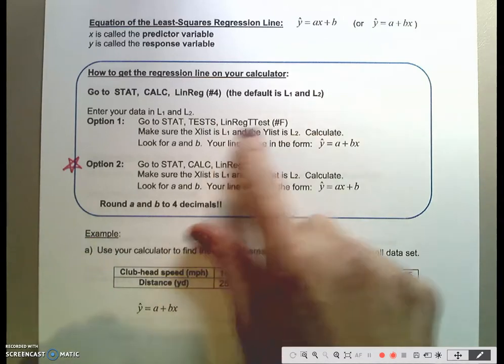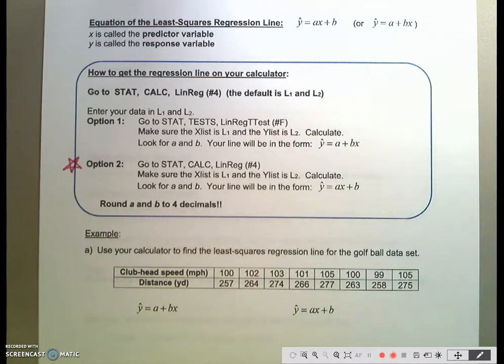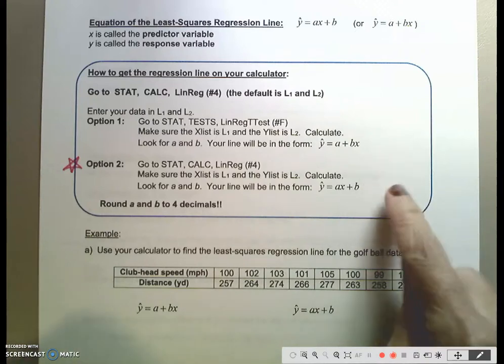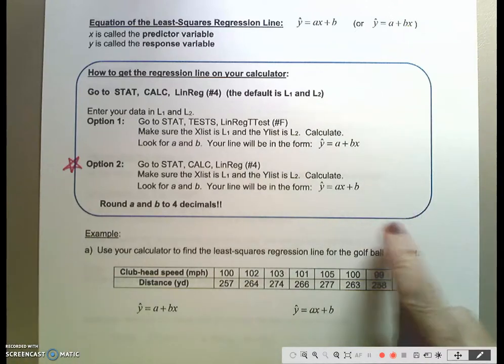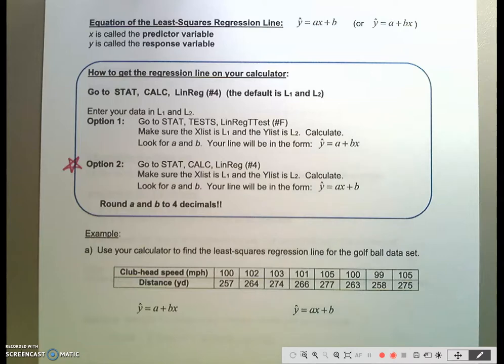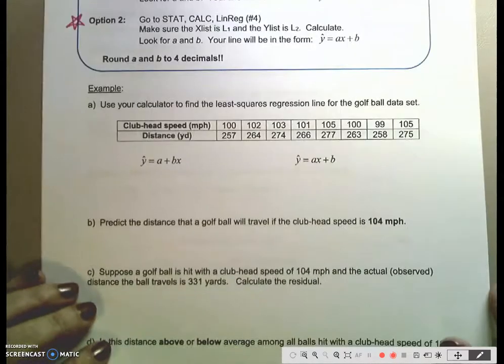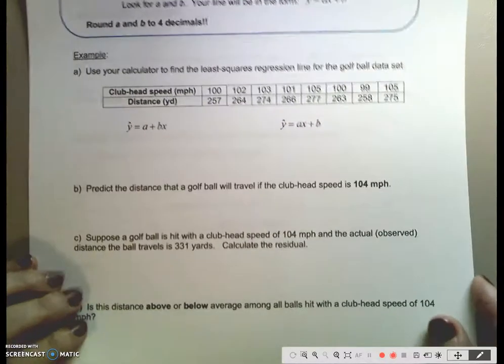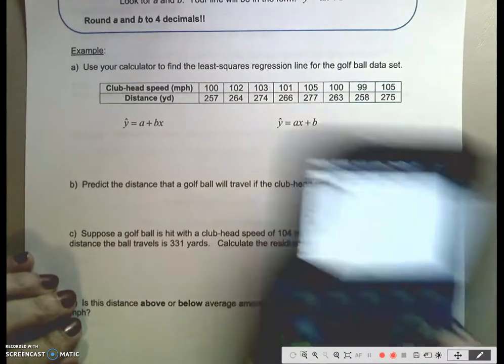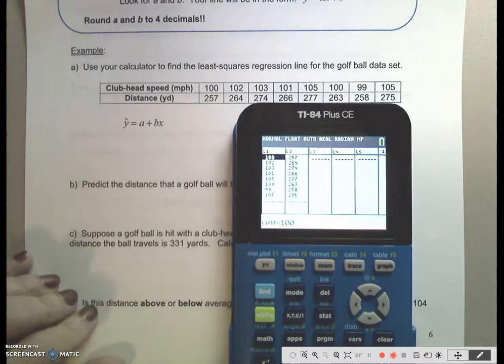You can also go to LinReg t-test. That one just looks a little scarier because there's a bunch of stuff on the screen you don't know. And what we're looking for is A and B. If you remember on the output screen before, there was A, B, R squared, and R. And all we looked at was R. Now we're going to talk about what the A and the B are. Again, if you don't have the data in your calculator, you need to go put it in there.